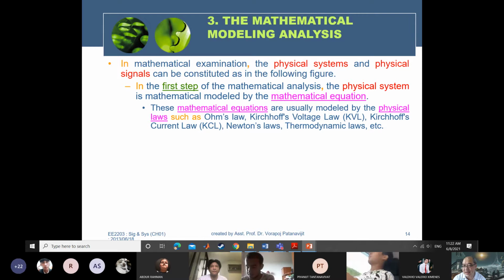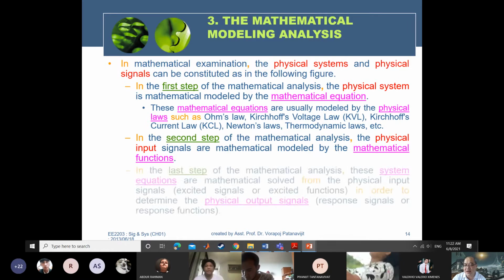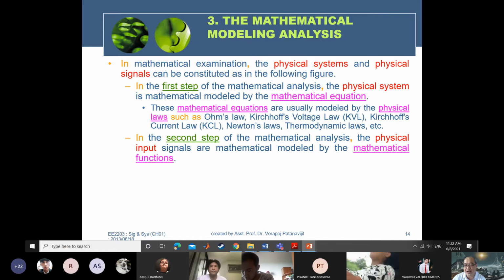In the previous example, I already showed you the model of the RLC circuit in series or in parallel. After you apply KCL completely, you formulate it as a second order differential equation. Or you can apply Newton's law, which also provides a second order differential equation.